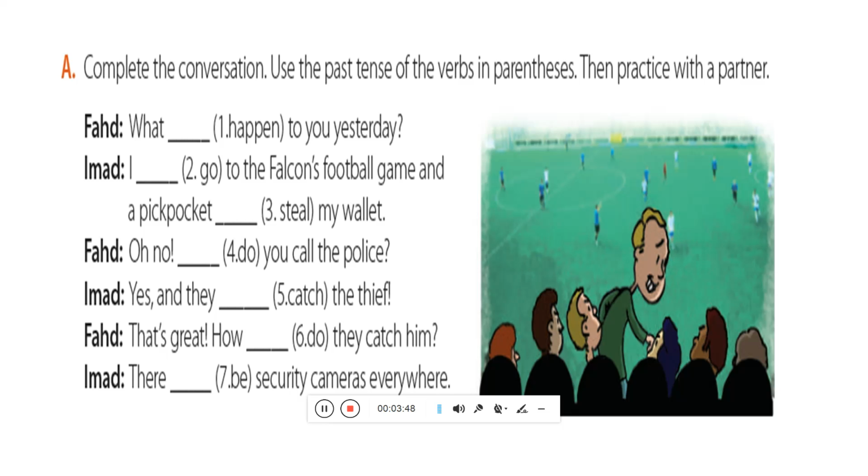Another exercise is complete the conversation. Use the past tense of the verbs in parentheses. Do you know the past tense of these verbs? In English, there are regular verbs and irregular verbs. أفعال منتظمة, أفعال شاذة. Regular verbs end with ed in the simple tense. Irregular verbs have unique forms that are to be learned.